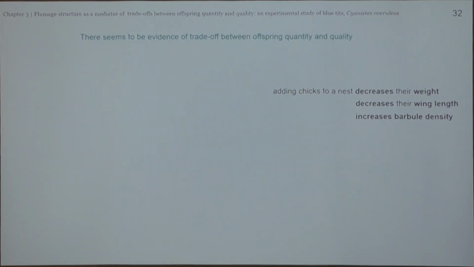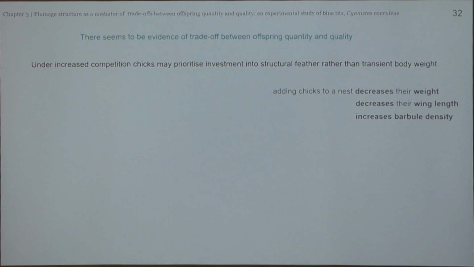So there seems to be at least some kind of evidence of trade-offs between offspring quantity and quality, because we see it affecting some of the morphological traits measured. And we were thinking that it might mean that under increased competition, the chicks might prioritize investment into more structural morphological traits like feathers, rather than investing into transient morphological traits like body weight, and that might explain this negative relationship between a decrease in weight but an increase in barbule density.